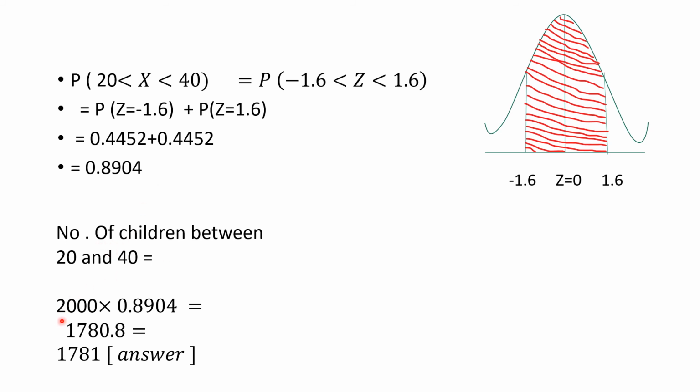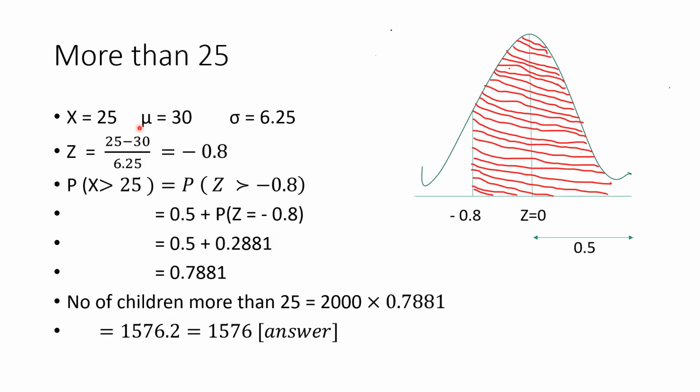What you do is, take the total number of students, which is 2000. 2000 multiplied by this probability 0.8904 will give you 1780.8. Rounding it off, you will get 1781. So this is the number of children between 20 and 40.